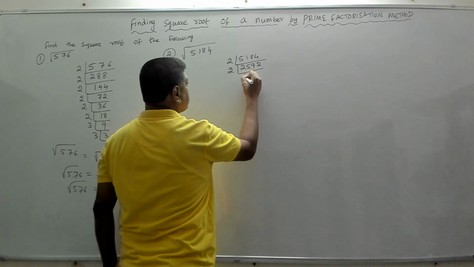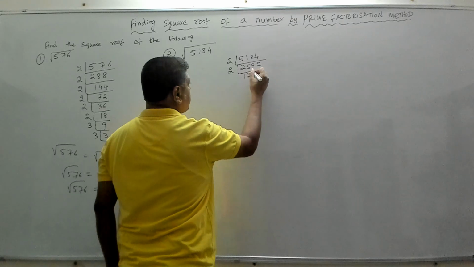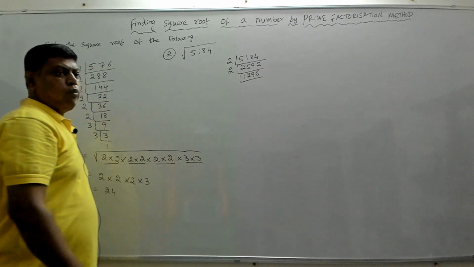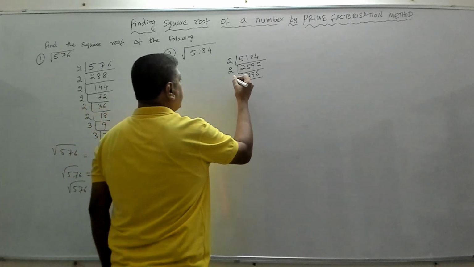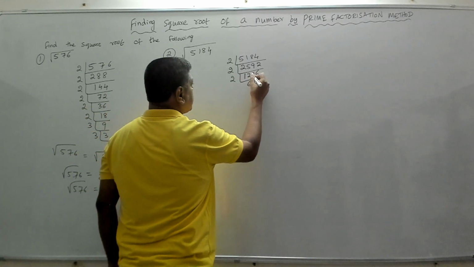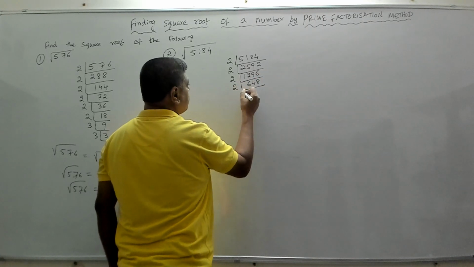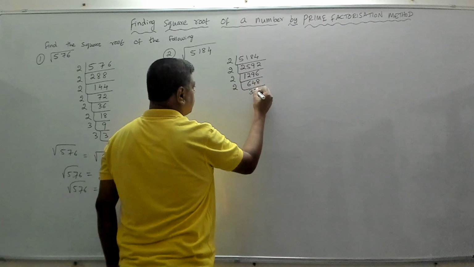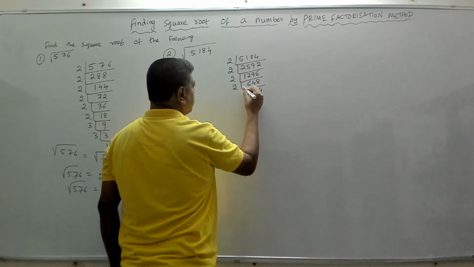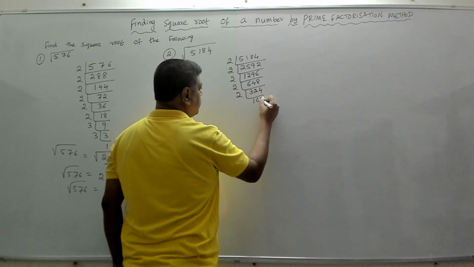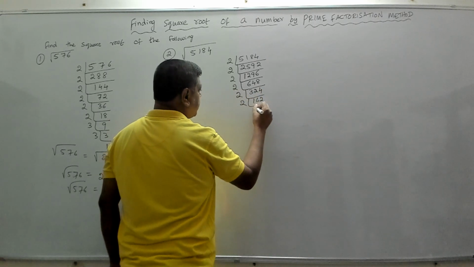So 2 1s 2, then 5 goes 2 times, remainder 1, 9 times, remainder 1, 6 times. Get 1296. Then again divide this by 2. So 12 goes 6 times, 9 goes 4 times, 16 goes 8 times. And again divide by 2. 6 goes 3 times, 4 goes 2 times, 8 goes 4 times. Again this is divisible by 2. So 162. Again it is divisible by 2, which is 81.